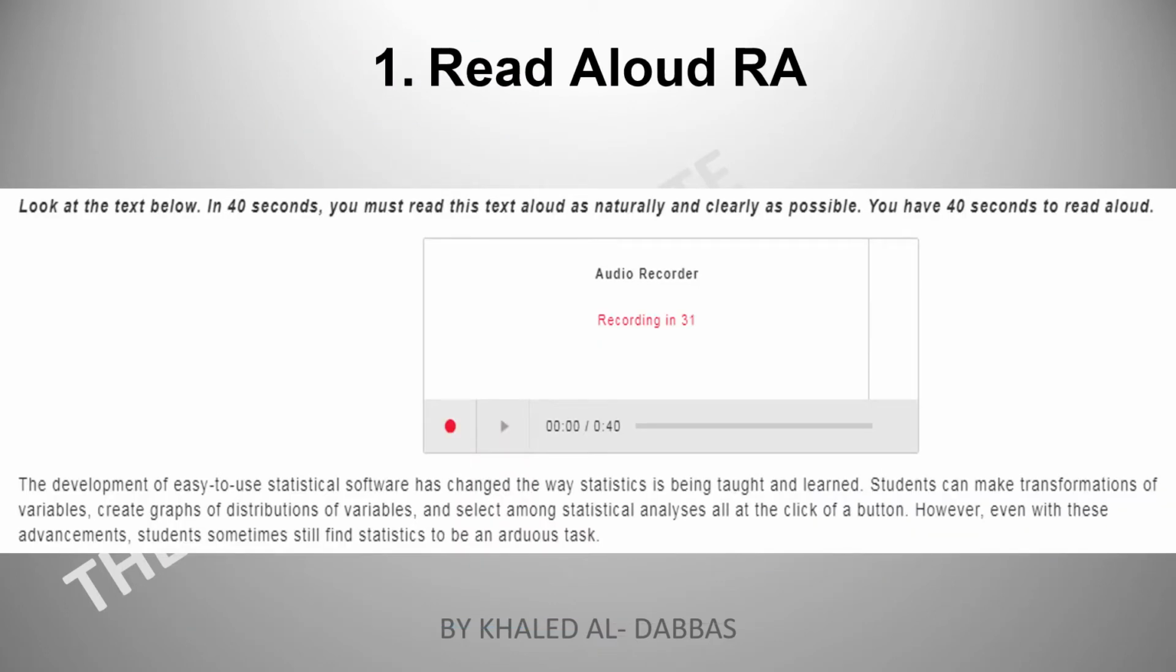And now let's talk about the questions of the speaking section one by one, and we will start with the read aloud question. As we can see here, this is what the read aloud question looks like in the exam. Let's read the instructions first. Look at the text below. So a text will be given for each item. In 40 seconds, you must read this text aloud.